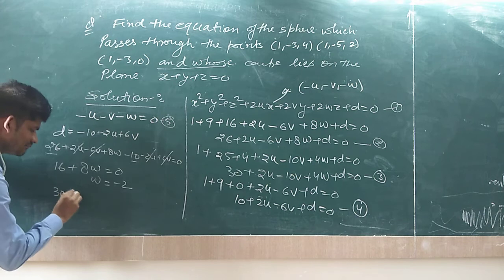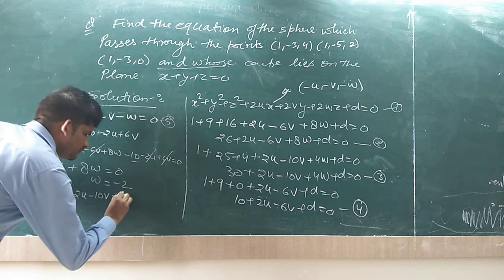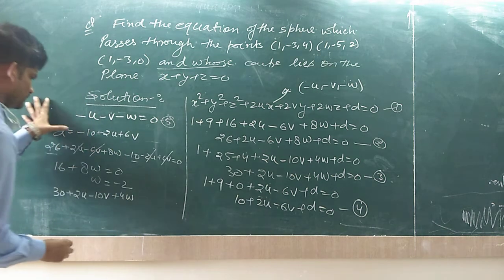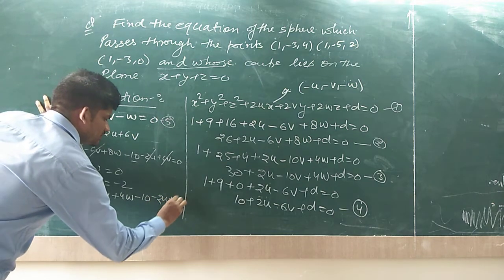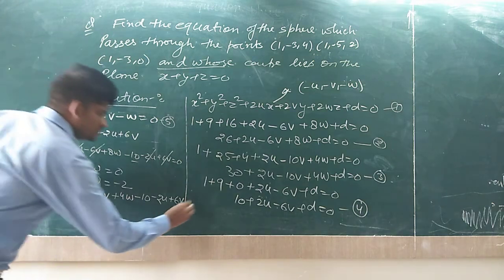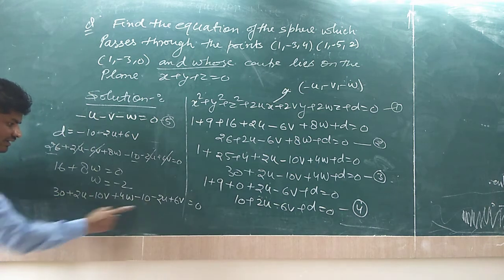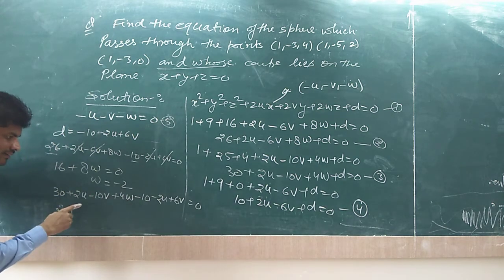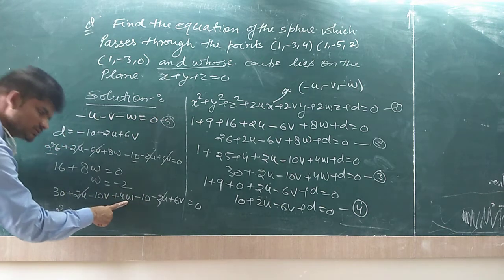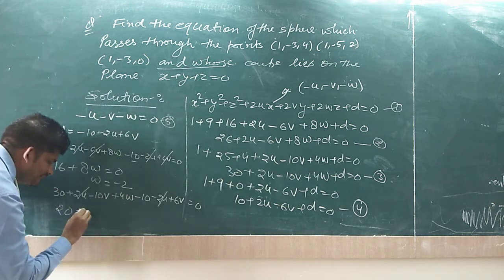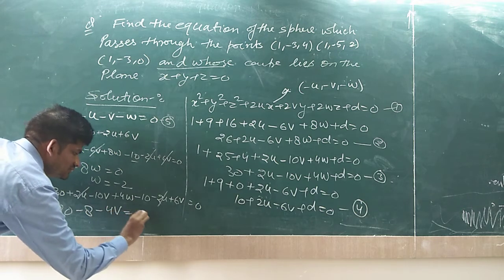30 plus 2u minus 10v plus 4w plus d equal to minus 10 minus 2u plus 6v equal to 0, and we get 30 minus 10 is 20, and 2u cancels out, and w equal to minus 2, then the value is minus 8. 10v and 6v is minus 4, v equal to 0.